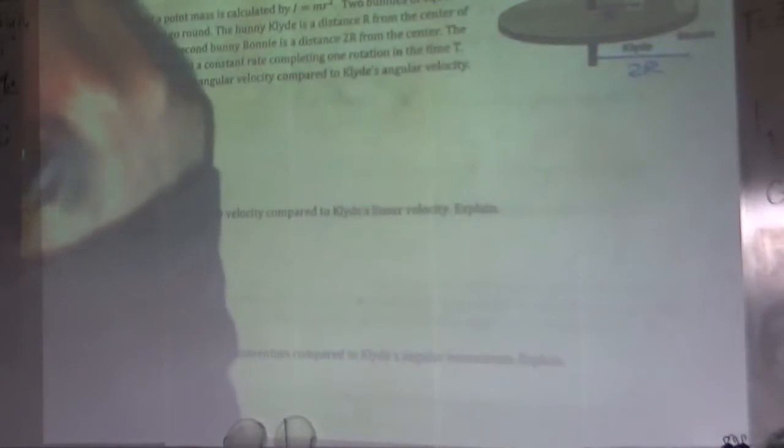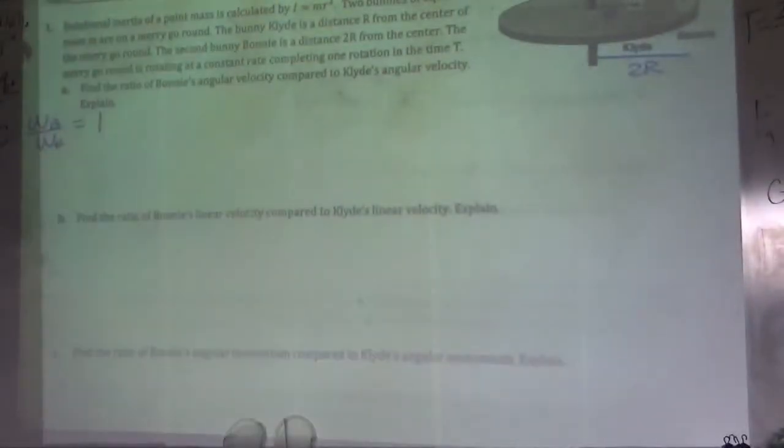So you should have said that the ratio of Bonnie's angular velocity compared to Clyde's was 1. I did ratio as like a fraction, so the omega of Bonnie compared to the omega of Clyde would be 1. You could have said 1 to 1, or saying that they're the same, so the ratio is 1.